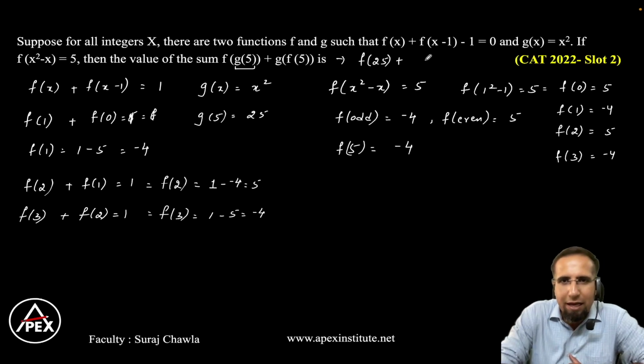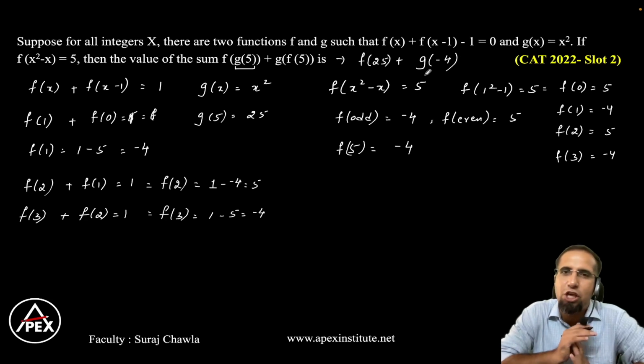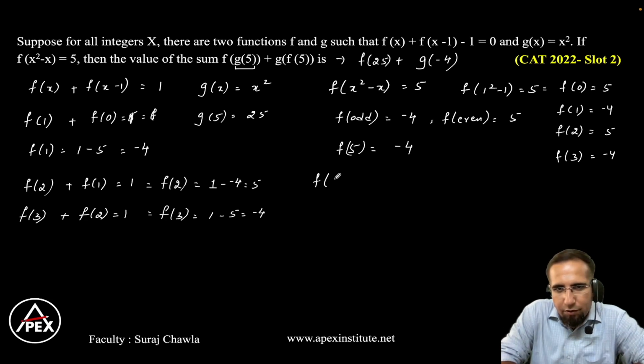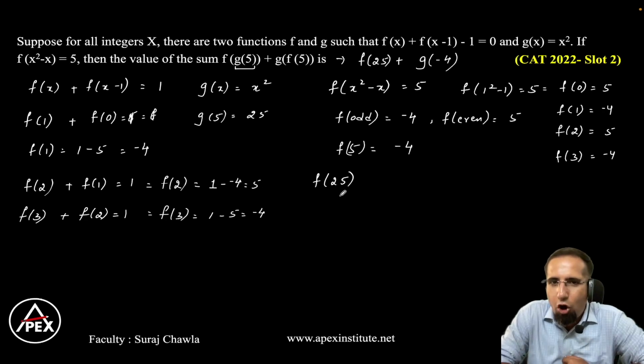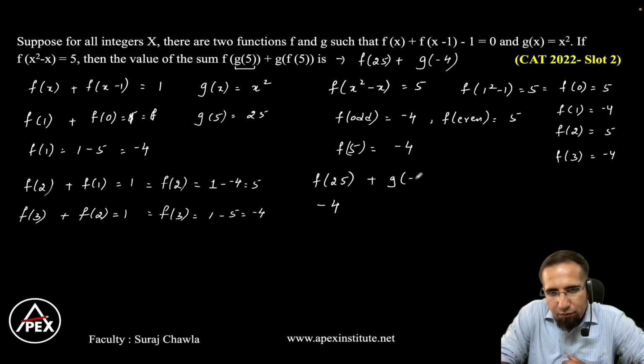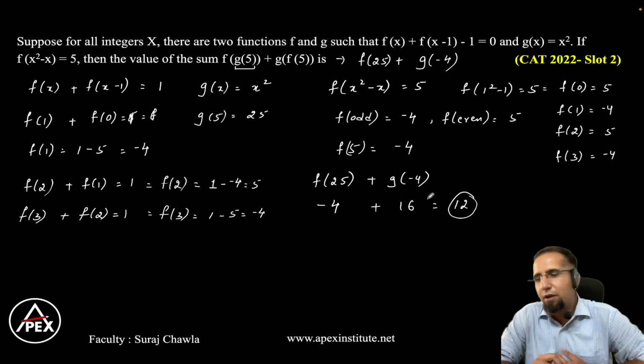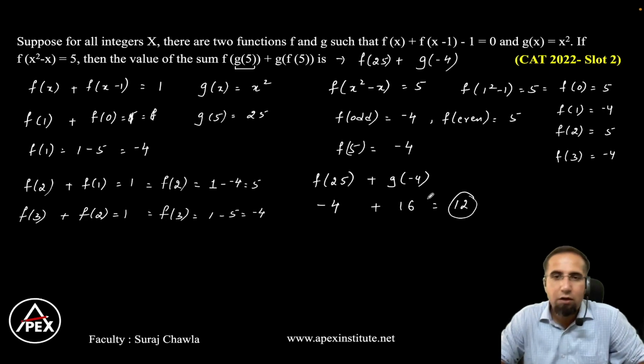So eventually our question to ask is f of 25 plus g of minus 4. Clear? Now what is f of 25? F of 25 is again an odd number. Clear? So f of 25 is an odd number, that becomes minus 4 plus g of minus 4 will be minus 4 square. What is minus 4 square? That is 16. So 16 plus of minus 4, the final answer here is going to be 12, which will be our required answer. Clear?